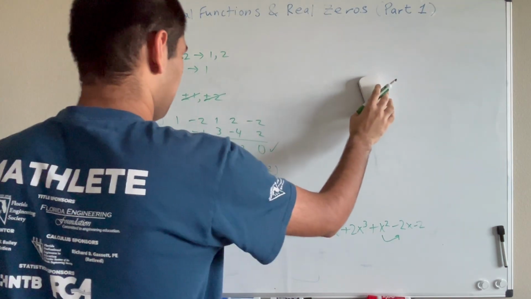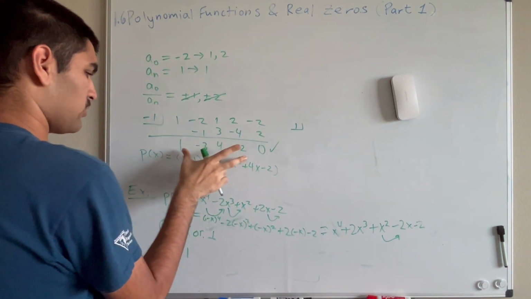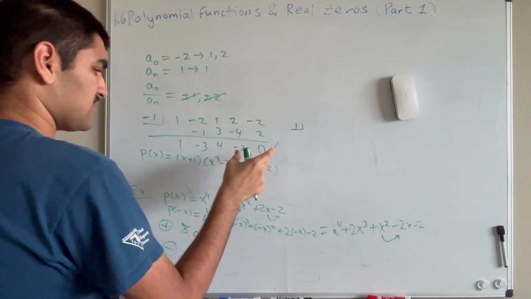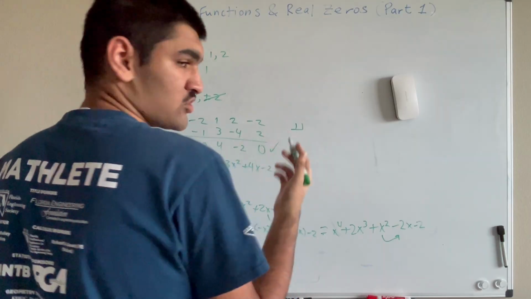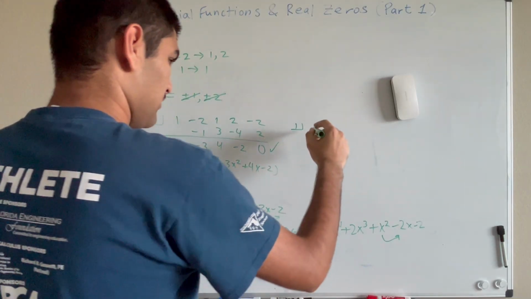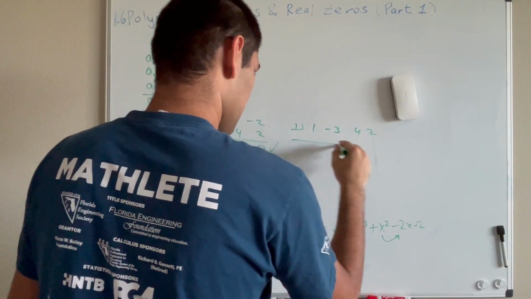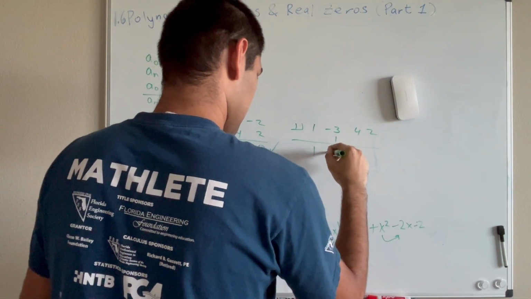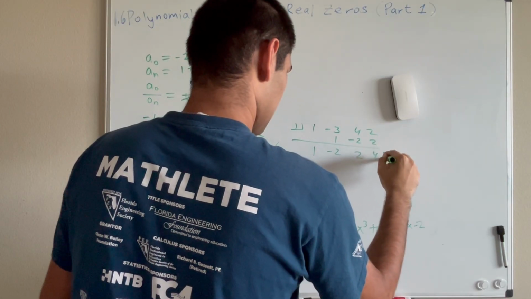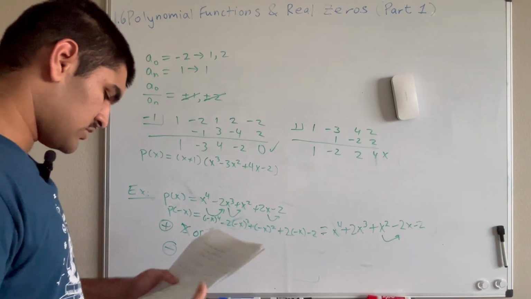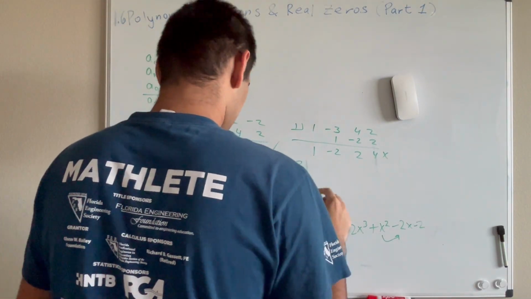So let's test positive 1. And we can just test it with this polynomial that we just came up with, because if it's a factor of the whole thing, it's also going to be a factor of this new polynomial. And that just helps us lessen the amount of work we have to do. So 1, negative 3, 4, 2, 1. Okay, so 1 doesn't work. So that means that 2 probably should work. So let's try 2 now.